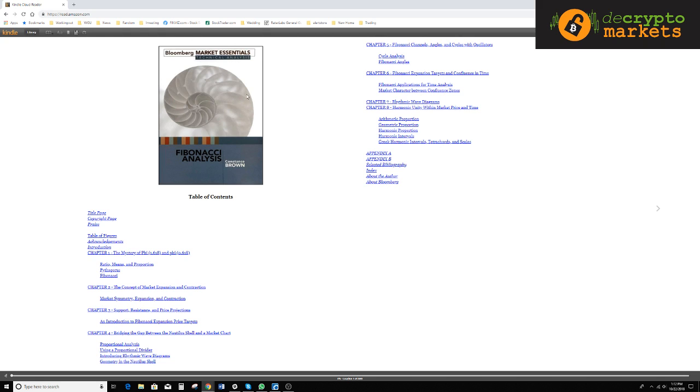This is the book from Bloomberg Market Essentials. Constance Brown is a CMT, a certified market technician. She's also an educator. Some of her books are required reading for the CMT license. She is a frequent professional analyst. Her ability to forecast prices and price ranges is pretty awesome. She's crazy awesome. I mean, I'm a big fan of her work.